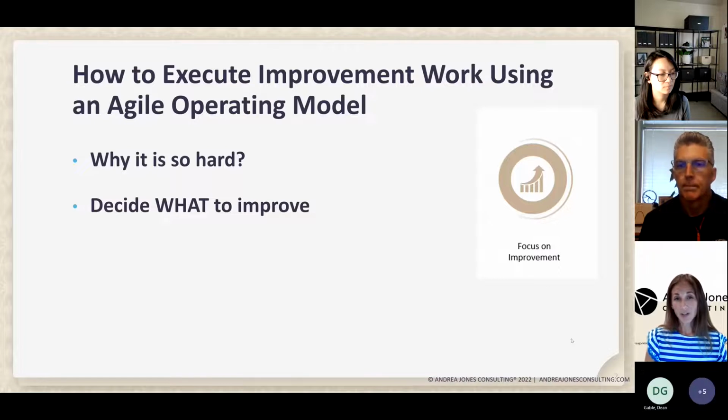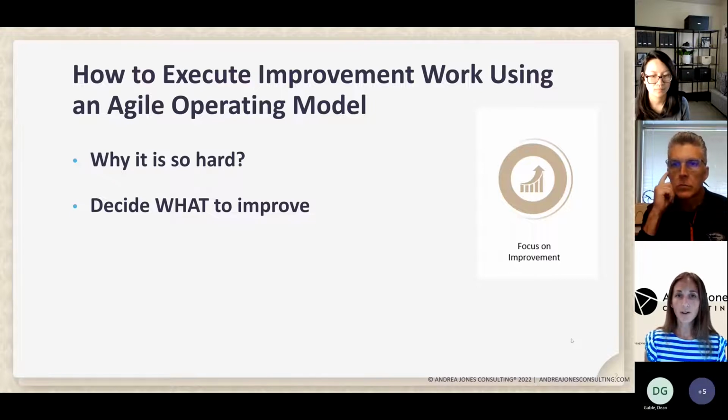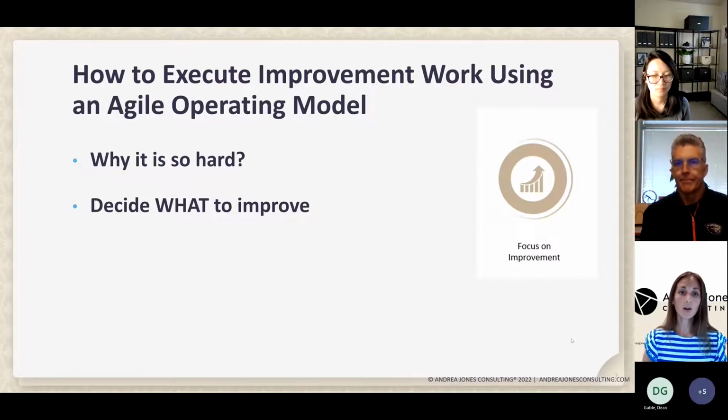Also, we already had a lunch and learn on this topic, so I will only touch briefly. There are a lot of things you can do, so you have to really focus and decide where you're going to put those resources. So what are you going to actually work on for improvement or in terms of projects or execution?